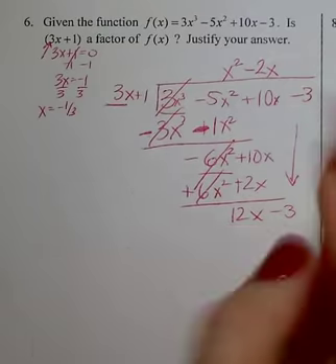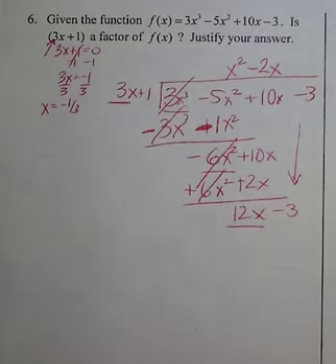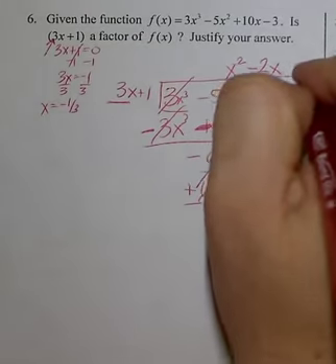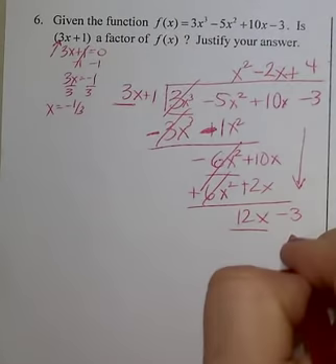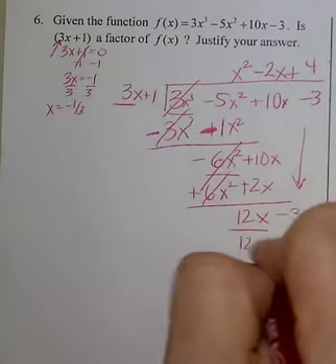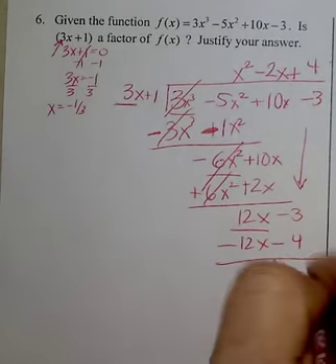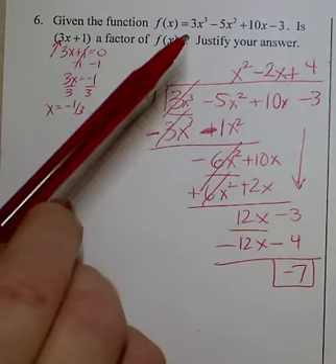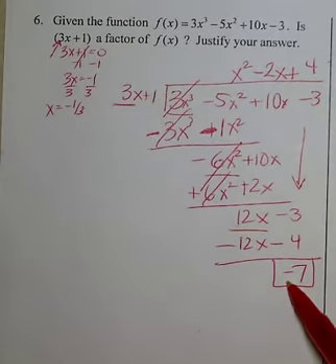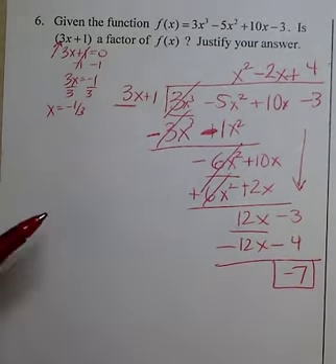3x times what is 12x? 3x times 4. Is it a positive or a negative 4? Okay. Multiply, multiply, change signs, and add downward. Is x plus 1 a factor of this function? The answer is no. And how do you justify it? Because the remainder is not 0. How do you justify your answer? You showed your work, and now you're going to write the remainder is not 0.